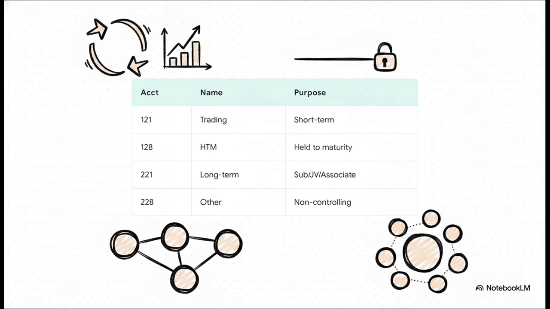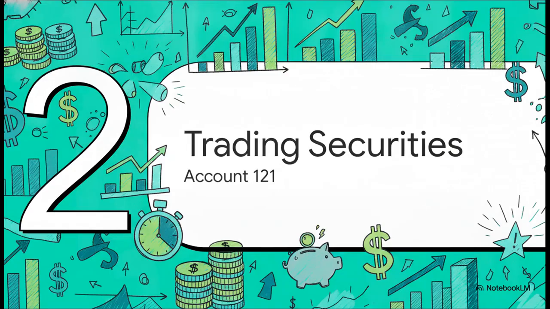Then we've got accounts 221 through 223. Those are your long-term investments in subsidiaries, joint ventures, and associates. And finally, account 228 acts as our catch-all for any other non-controlling equity contributions. Let's move on to Section 2, Trading Securities, Account 121, Short-Term Trading for Profit.